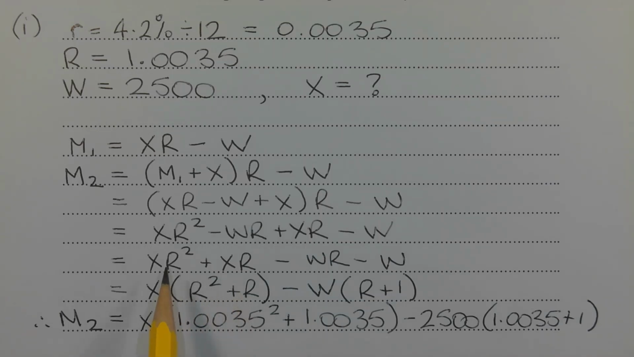Now, factorizing out X from these two terms here and negative W from these two terms here, we get M2 is equal to X multiplied by (R squared plus R) in brackets minus W multiplied by (R plus 1) in brackets. Now, at this point, we can substitute 1.0035 for R and 2,500 for W. So we get M2 is equal to X multiplied by (1.0035 squared plus 1.0035) in brackets minus 2,500 times (1.0035 plus 1) in brackets, as required.